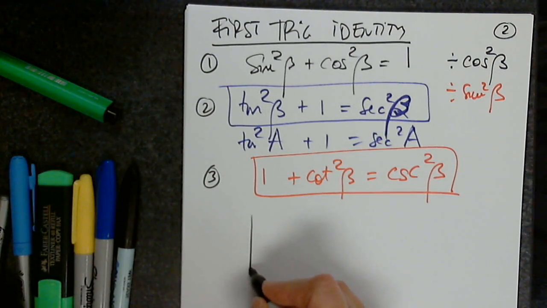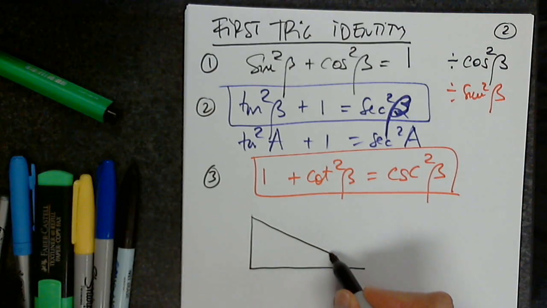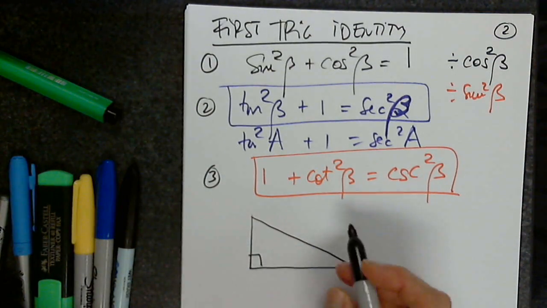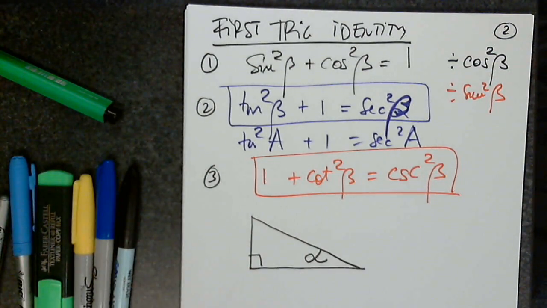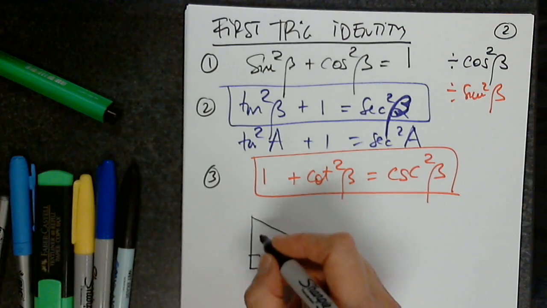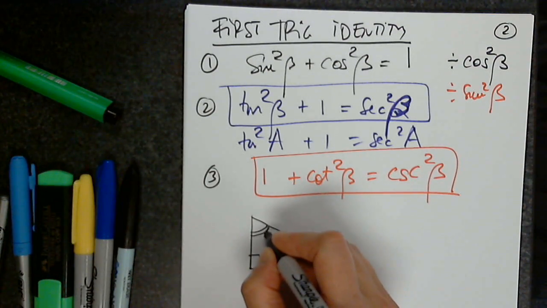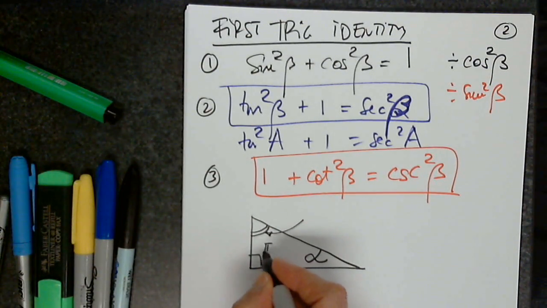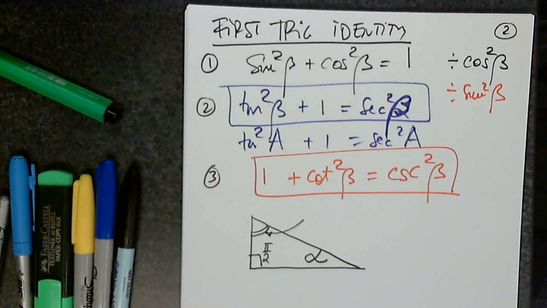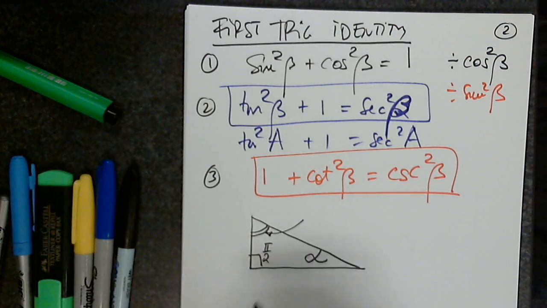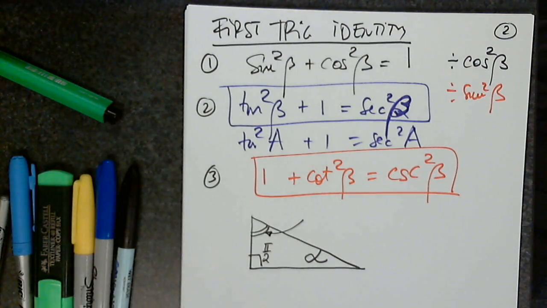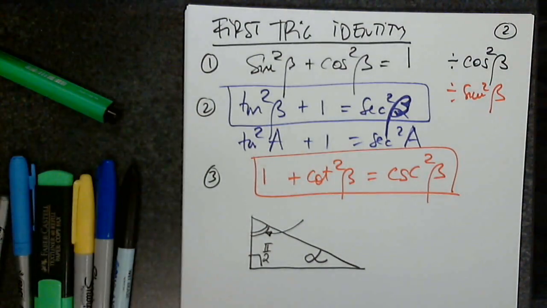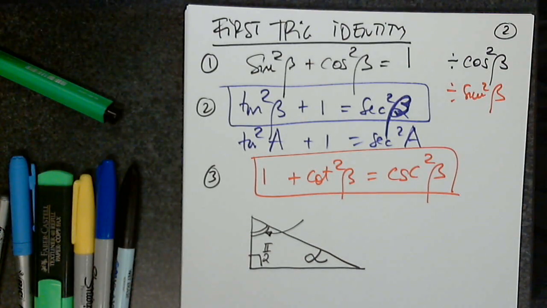I would like to go back to a right triangle whose acute angle is alpha. Can anyone say anything about this angle? What should this equal to? I'm going to say that this is 90 degrees or pi over 2, and this is alpha. What should this equal to? Say it again. No, you can't say that. You can't say that either.